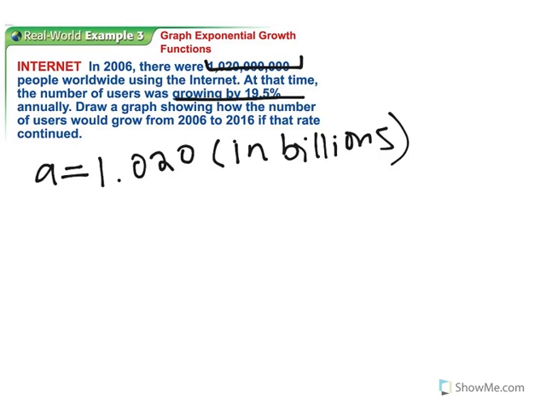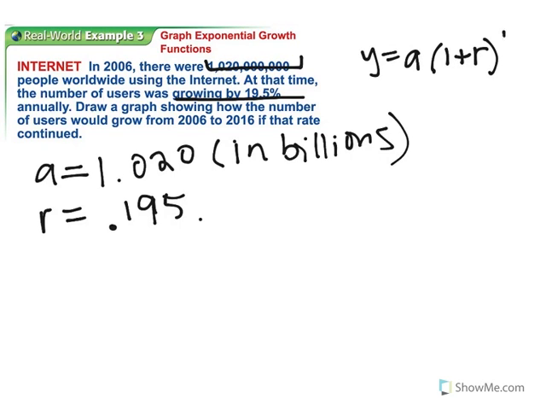our growing by, we're going to say that's R, and we're going to do it in decimal form instead of as a percentage. So we're going to say our rate equals 0.195. So the equation that we use for exponential growth, we're going to put our A in front. So we're going to say y equals A times 1 plus our rate, raised to the amount of time that it's happening over.